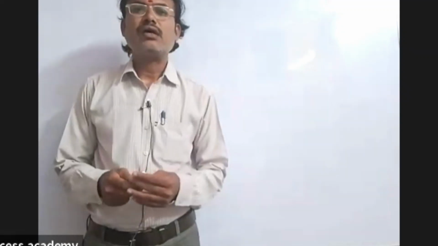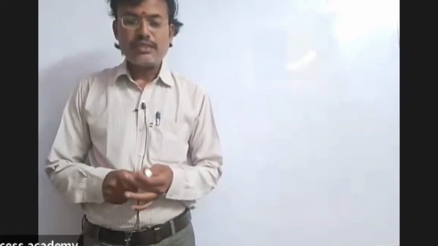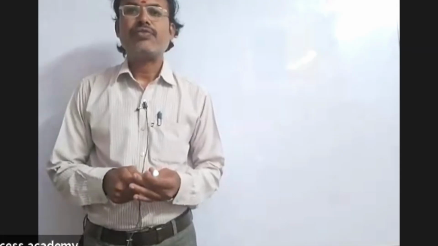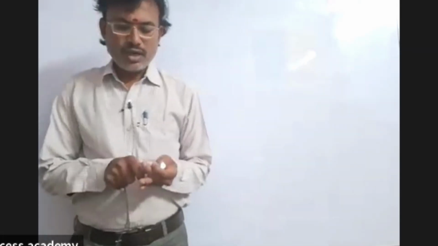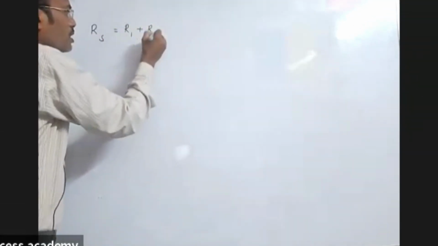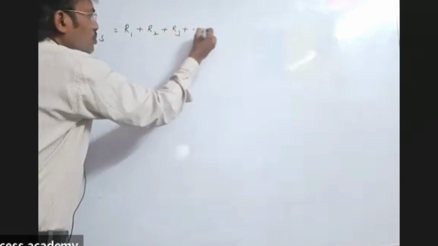I will take the numericals in current electricity related to the series and parallel combination of resistors. As you know well, for the series combination of resistors, we used some formulae. If the resistors are in series combination, then Rs, the equivalent resistance in series combination, is equal to R1 plus R2 plus R3 plus and so on plus Rn, if n resistors are in series combination.